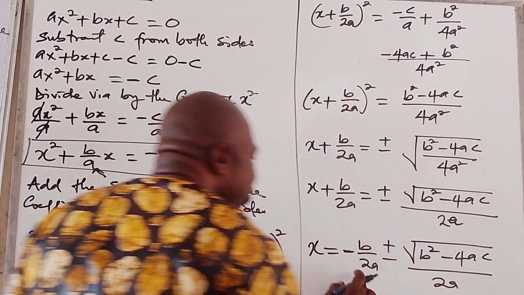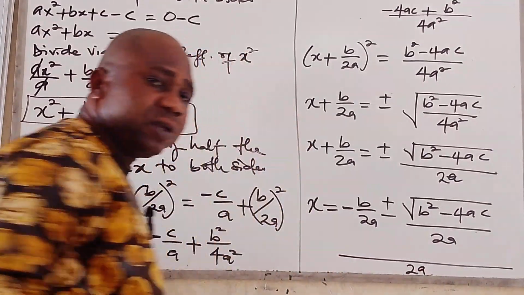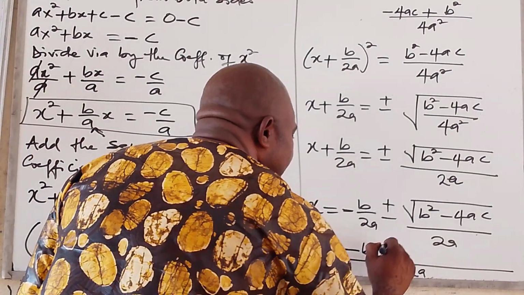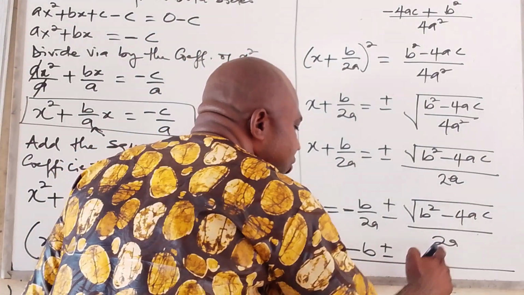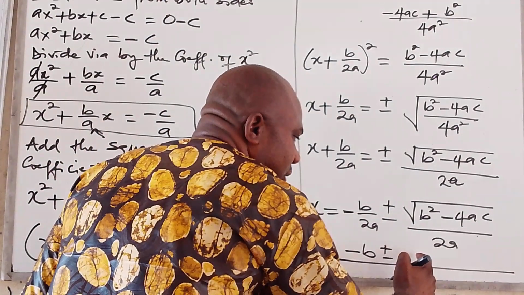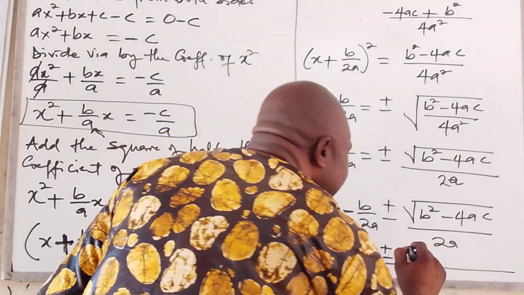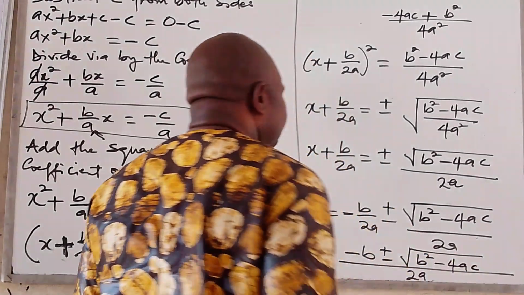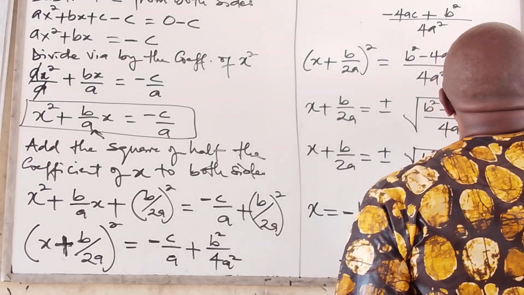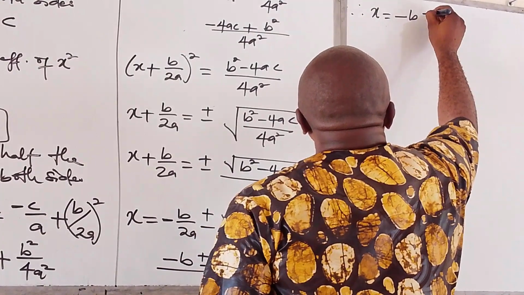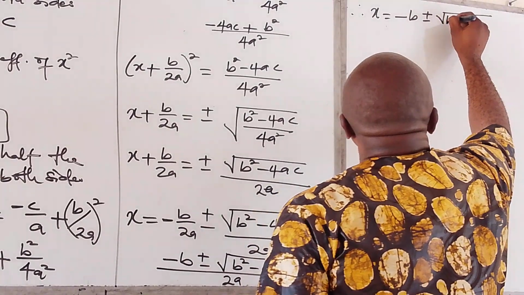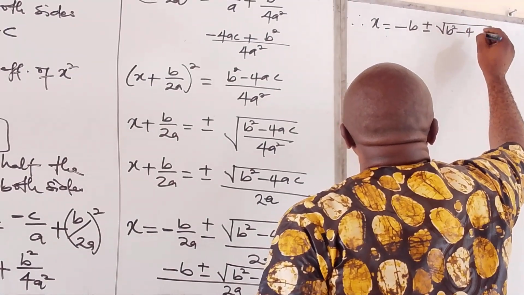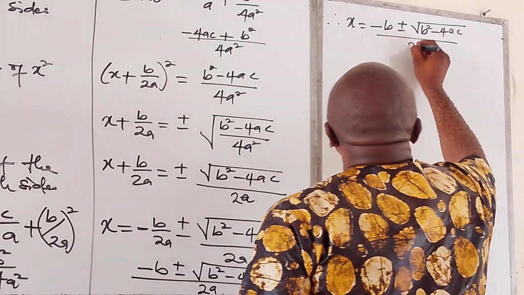Now, the LCM of 2a and 2a is 2a. 2a into 2a is 1, and 1 times minus b is minus b, plus or minus. The LCM of 2a and 2a here is again 2a, 2a into 2a is 1, and 1 times the square root of b squared minus 4ac gives us the square root of b squared minus 4ac. So it therefore means that x is equal to minus b plus or minus the square root of b squared minus 4ac all over 2a. This is a square root, please take notes.